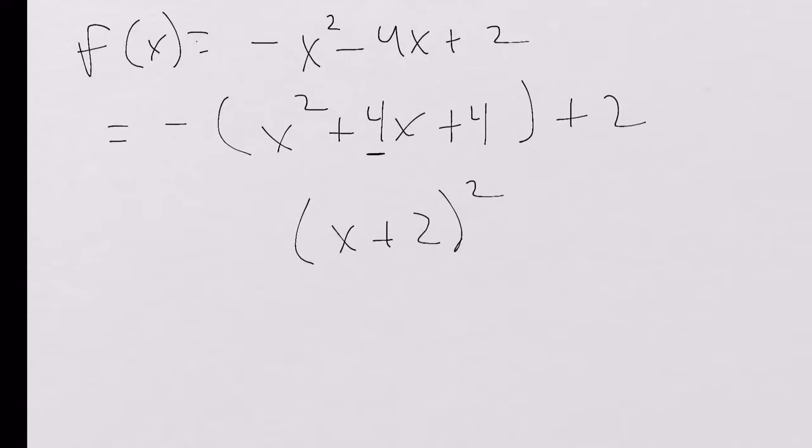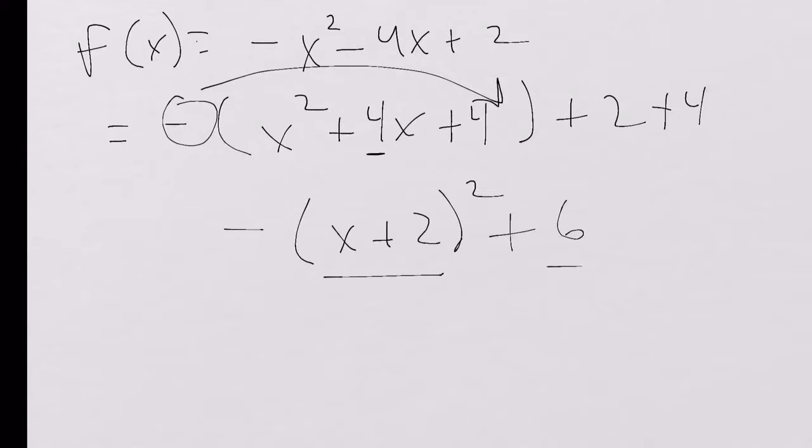So what I really have here, since there's a negative on the outside, I have really added a negative 4. But I need to add a plus 4 out here. And if I do that, that would give me a plus 6. So I have negative x plus 2 quantity squared plus 6. And if you remember from the Desmos graph, that's what the standard form was.